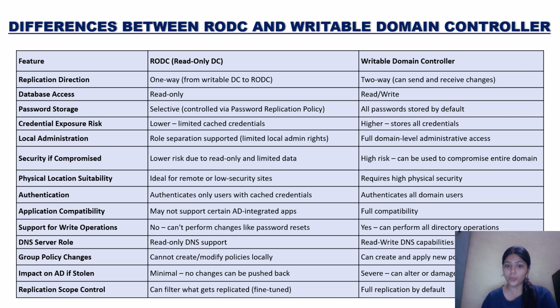We cannot create or modify the policies locally in the RODC, but in a writable domain controller, we can create and apply new policies by ourselves. We cannot push back any changes in RODC, but in a writable domain controller, we can alter the changes or the data. In RODC, we can filter what gets replicated, which means we can select what we want to replicate and we can restrict the sensitive data. But in a writable domain controller, we cannot do such things. So the full replication is by default.